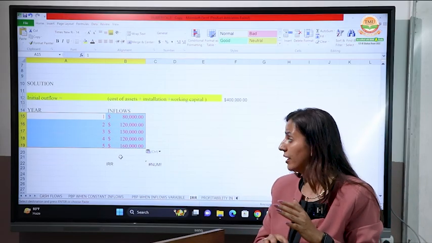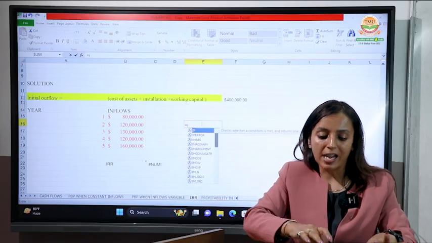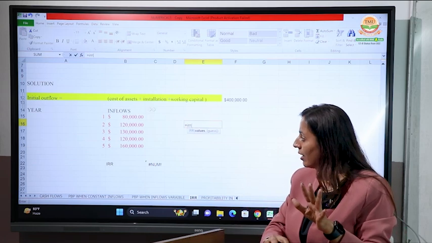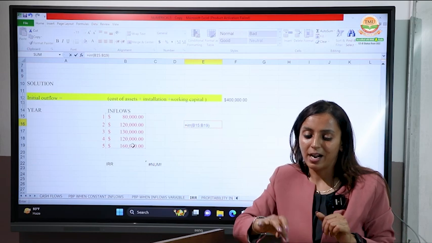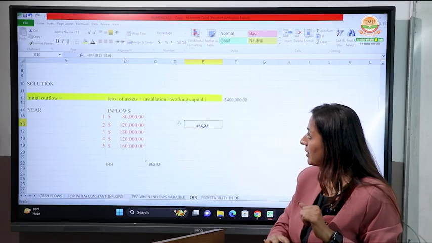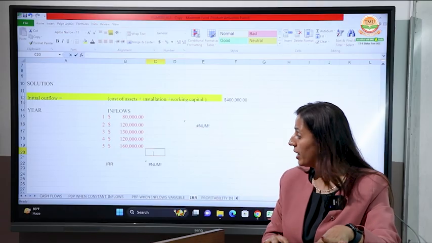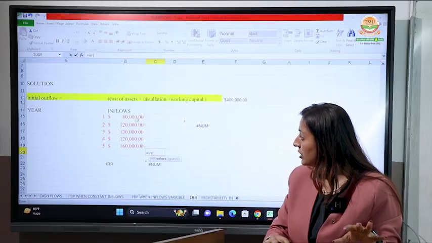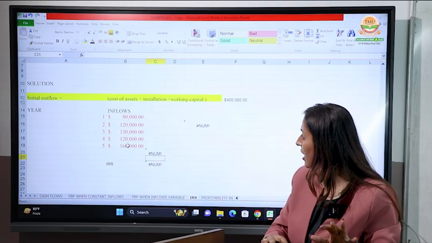Internal rate of return. See, I am calculating over here. Is equals to IRR, bracket open, select these values, bracket close and just enter. That means in how many years I am getting my money back? That will be IRR. I am doing it again. Just select all the values, then close it and you will get the answer.